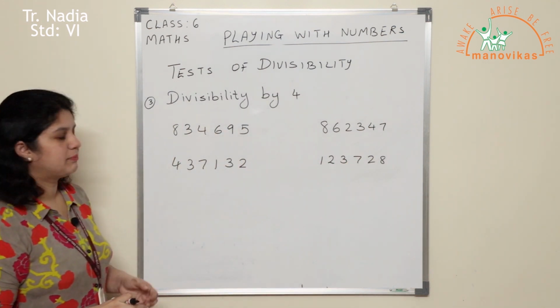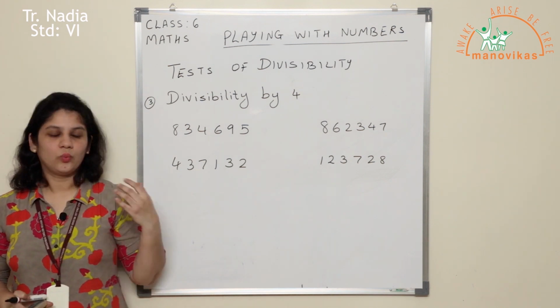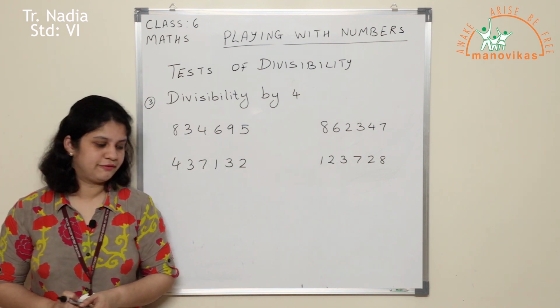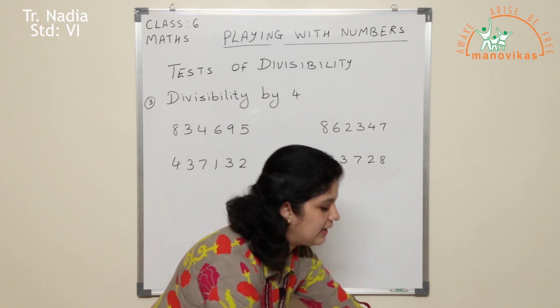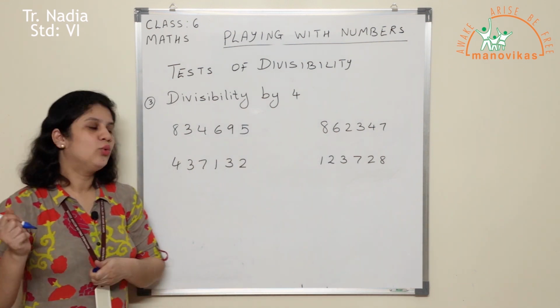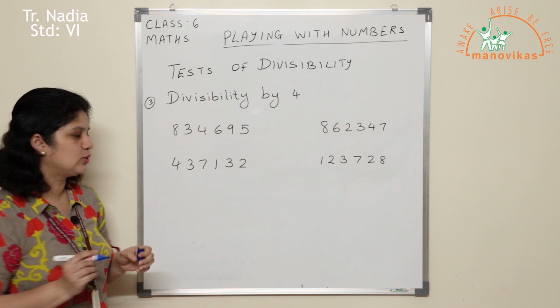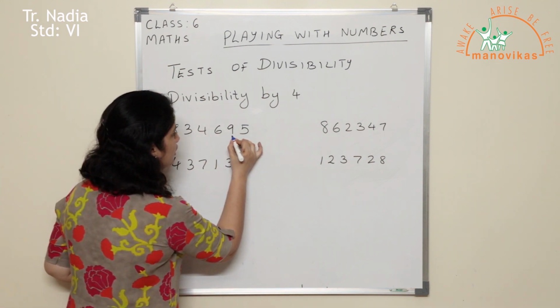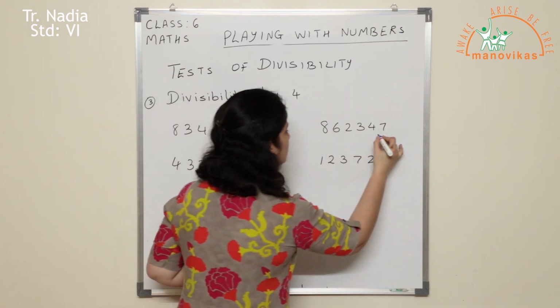Okay, these are a few examples here. Now you have to check whether the numbers are divisible by 4. Now in case you want to check divisibility by 4, you have to focus on the last 2 digits. So what you'll do is underline the last 2 digits everywhere.